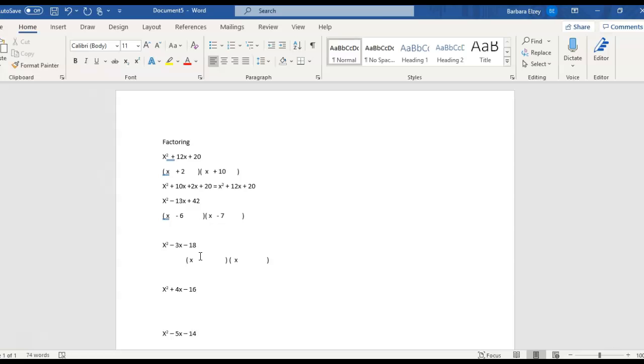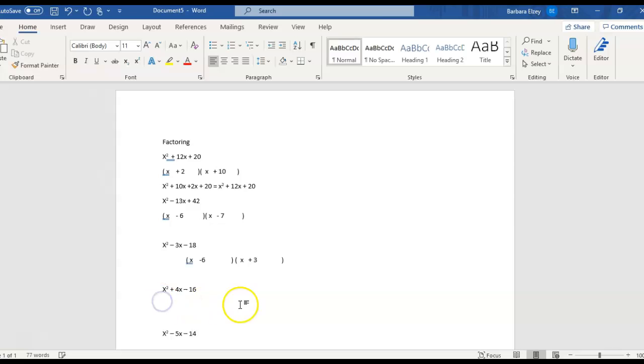Now, immediately the first thing that comes to mind when we think of 18 is 9 and 2. And we would need one negative and one positive to get a negative 18. But even if we have negative 9 and positive 2, that's going to add to negative 7. Or if we have 9 and negative 2, that will add to positive 7. It doesn't give us our minus 3. So other possibilities for 18. Well, let's think 6 times 3 gives us 18. So if you have a negative 6 and a positive 3, that will add to minus 3. So negative 6 and positive 3. And there's our two factors.